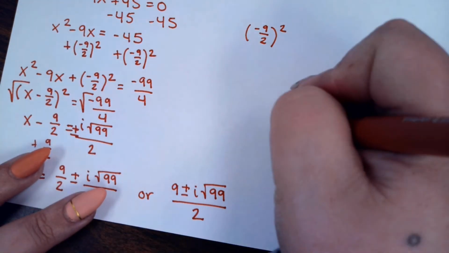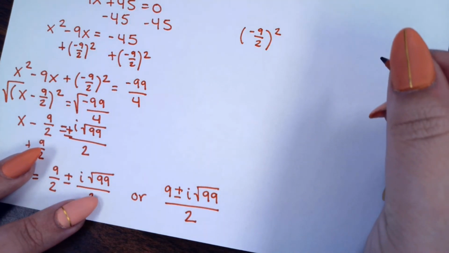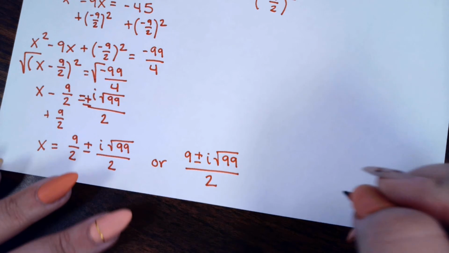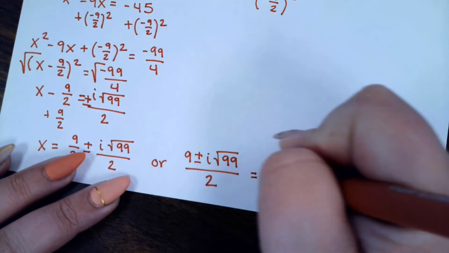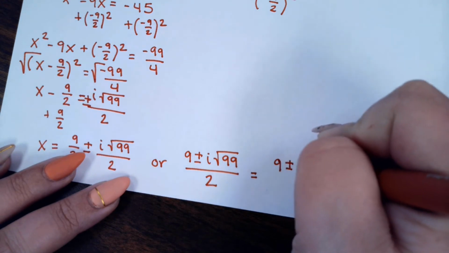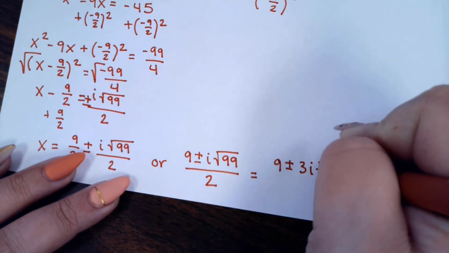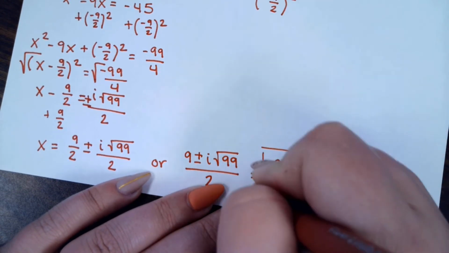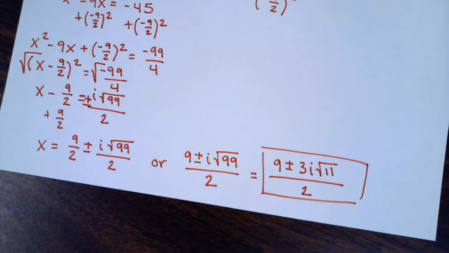And then our last step would just be simplify the square root of 99. So if we did that, we get 3 root 11. So our final answer would be 9 plus or minus 3i root 11 over 2. And that is our final answer.